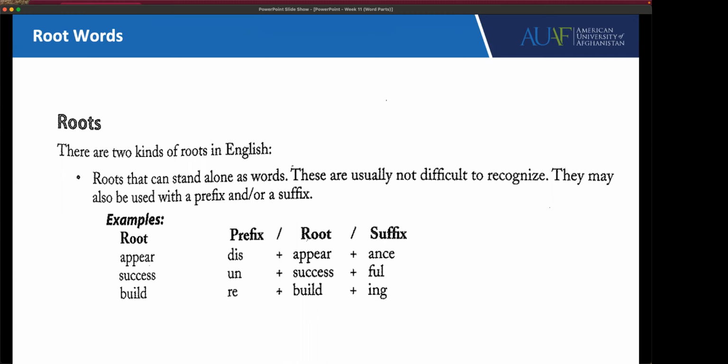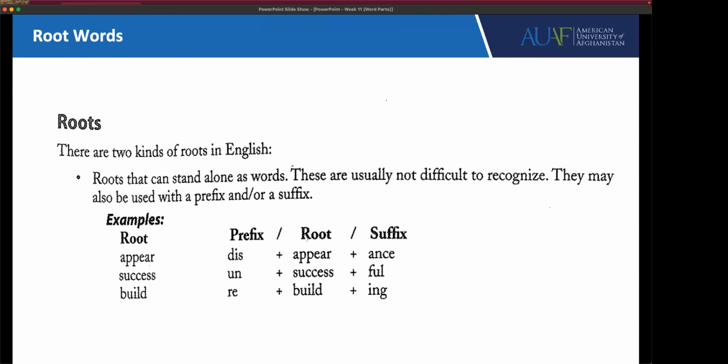The roots. There are two kinds of roots in English. Roots that can stand alone as words. These are usually not difficult to recognize. They may also be used with a prefix and/or a suffix. Examples: root: appear, success, build. Prefix: dis, un, re.